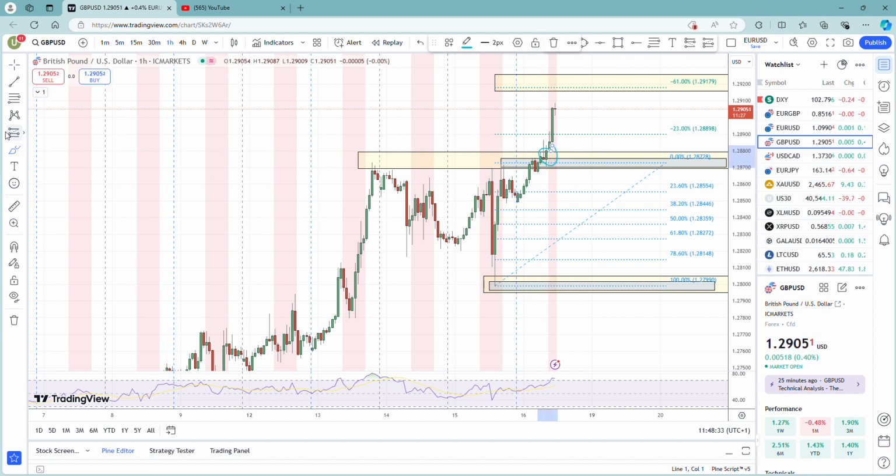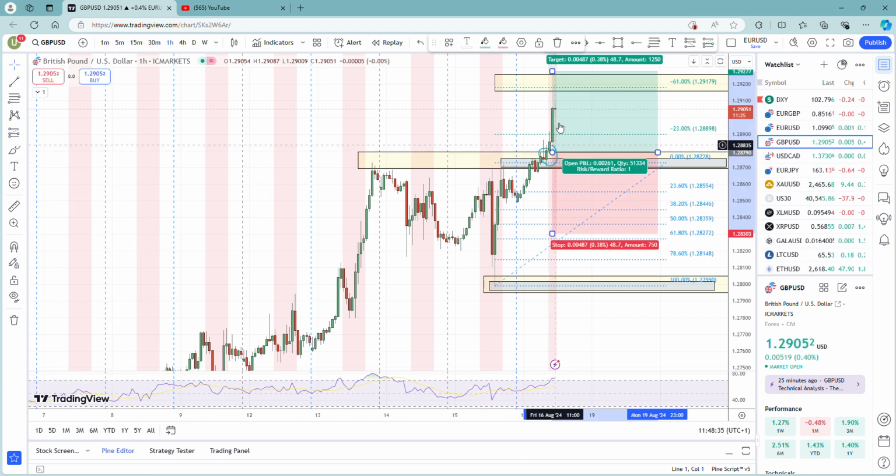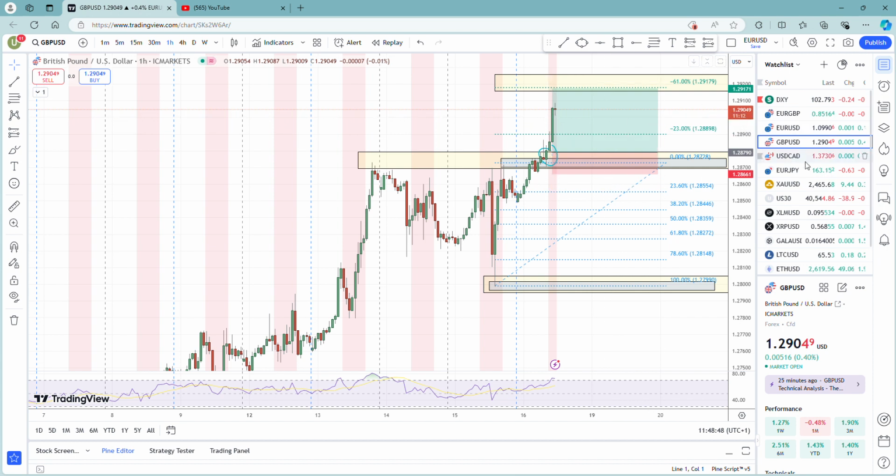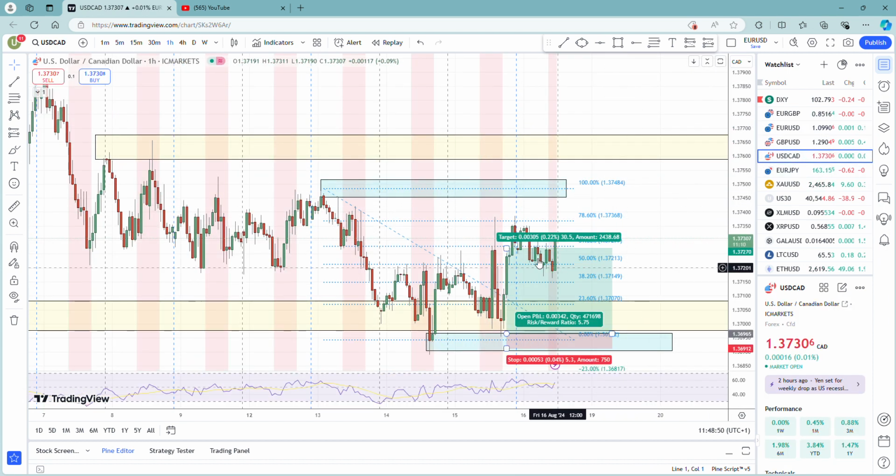So you could have taken a buy trade here at 8 o'clock this morning, and if you did, this would have been your risk to reward ratio. So I've missed the trade. Stop loss just underneath this high low, risking 12 pips to win 38. So risk to reward ratio of nearly 3. But yeah, I've missed that trade as well. So we'll go to USDCAD.